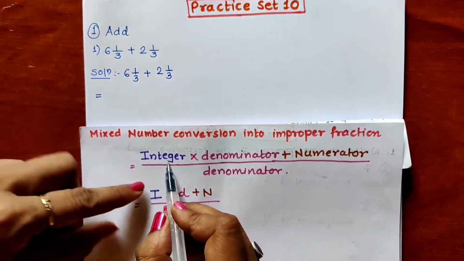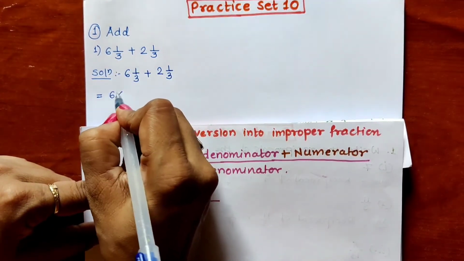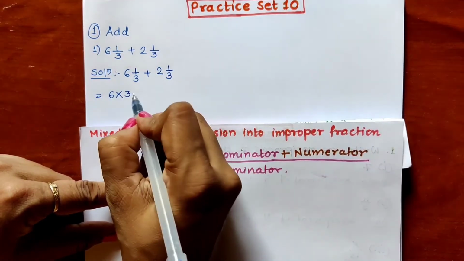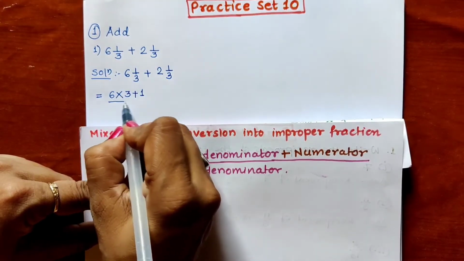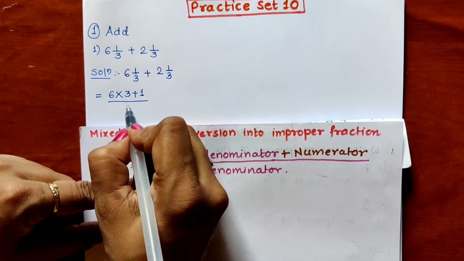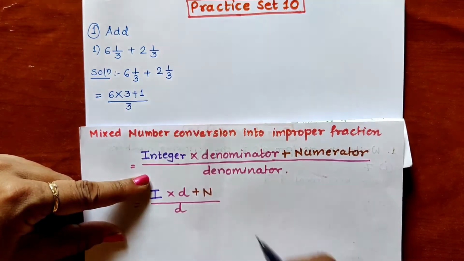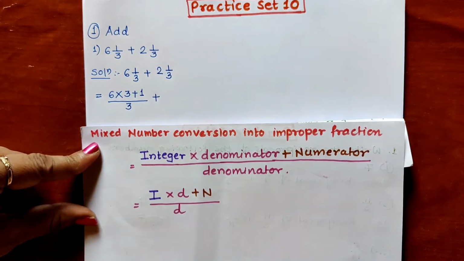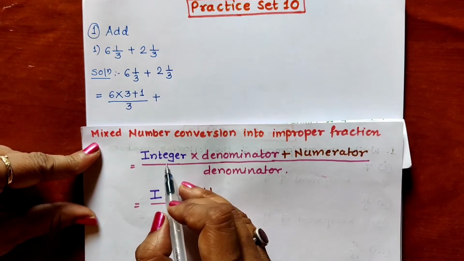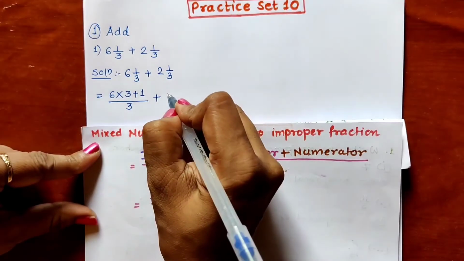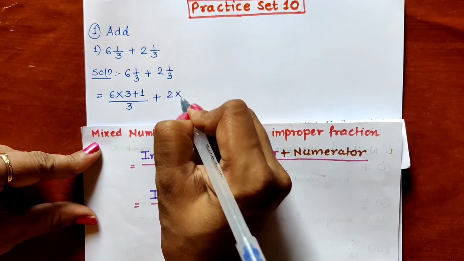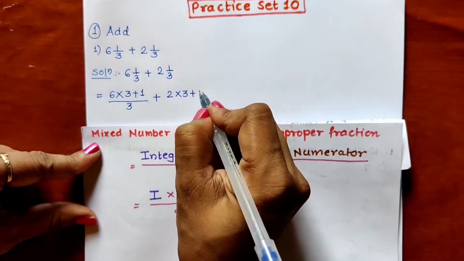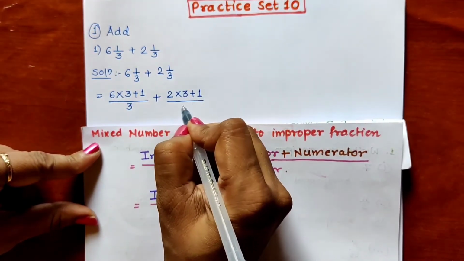Integer is 6 here. So 6 multiplied by denominator. Denominator is 3, plus numerator. Plus numerator is 1. And upon denominator as it is. Denominator is 3, so we will write 3 as it is. Now, for conversion of the second fraction, again we will apply the same formula: integer multiplied by denominator. Integer is 2, denominator is 3, plus numerator is 1, upon denominator as it is.